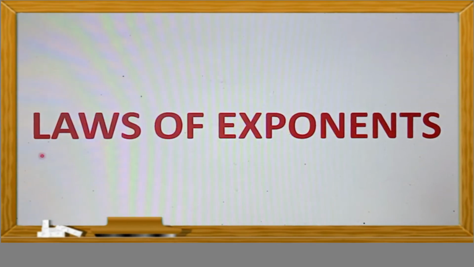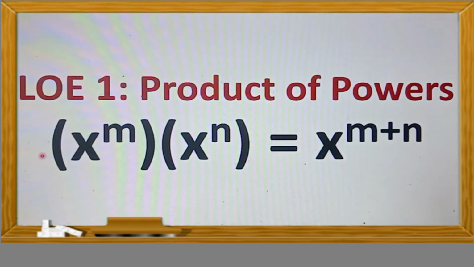Okay, law of exponents. Law number 1, product of powers. We have x raised to m multiplied by x raised to n is equal to x raised to m plus n. If you notice, we multiply with the same base, so we're going to add the exponents. So we have m plus n, which is equal to x raised to m plus n.